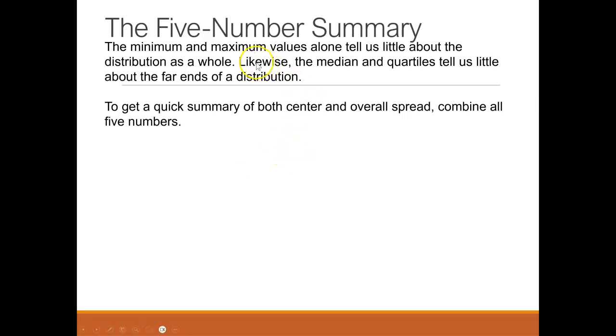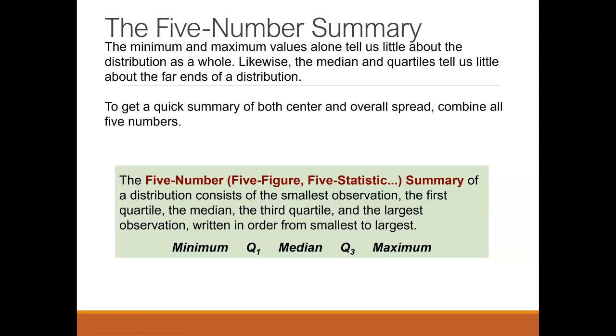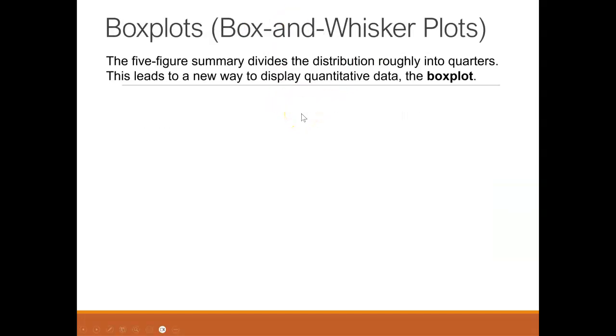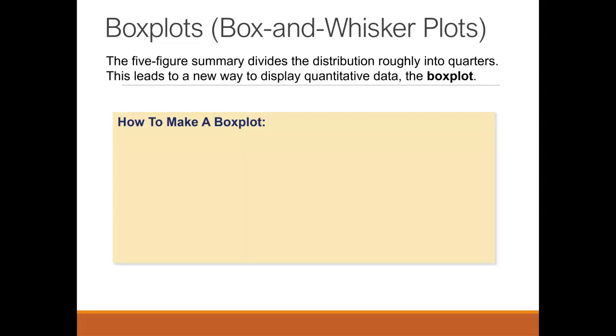So again, the 5-number summary. We've mentioned this before: Q0, Q1, Q2, Q3, Q4. We just labeled Q0 as the minimum, Q2 as the median, and Q4 as the maximum. One nice visual representation, a way we can graph a distribution based on its 5-number summary, is called a box and whisker plot. We use these two terms interchangeably. Box plot and box and whisker plot mean the same thing.